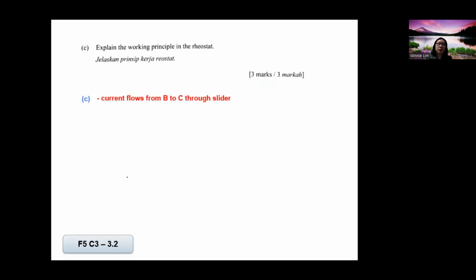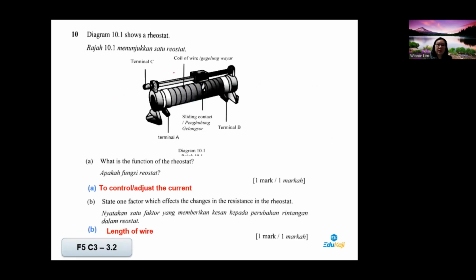Next one, how does it work? Current flows from B to C. How do you connect your terminals every time you use a rheostat? Unlike an ammeter and voltmeter, which have positive and negative, for a rheostat you must always clip the crocodile wires on the upper and lower parts when you do the experiment in school. You cannot clip both on top, or both beneath. If you clip on terminal A, then you have to clip on the other way around.